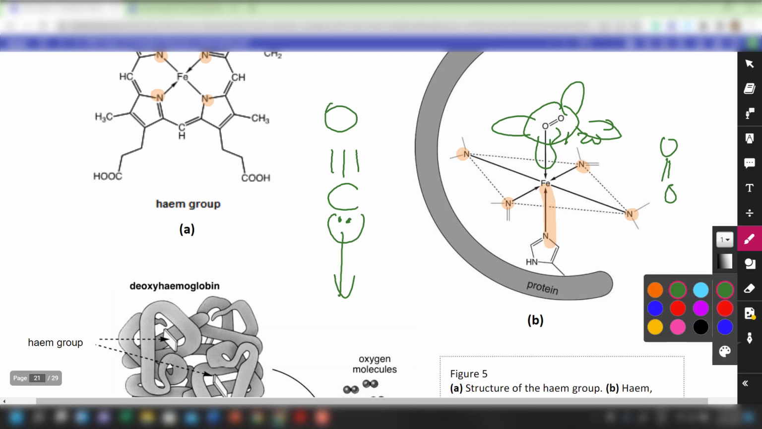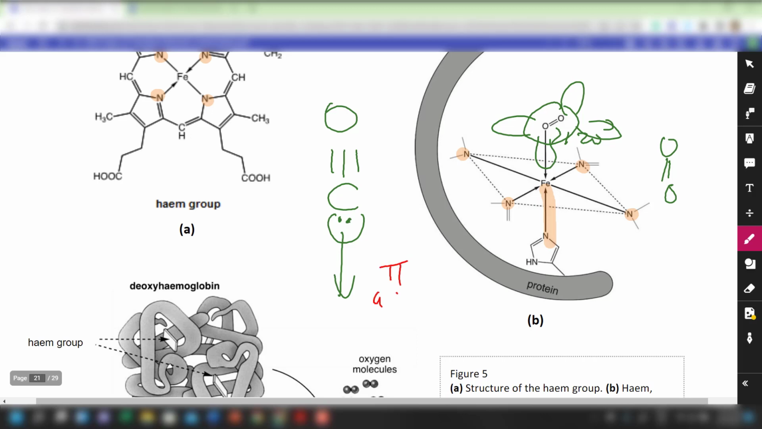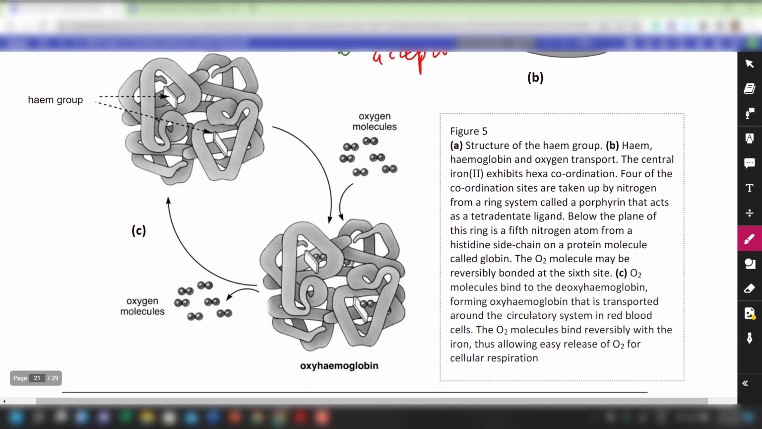But what is more important is to appreciate the fact that CO is a stronger ligand than oxygen, because CO is known as a pi acceptor ligand. Okay, so it's spelled as pi acceptor ligand. Okay, so we're gonna move on.